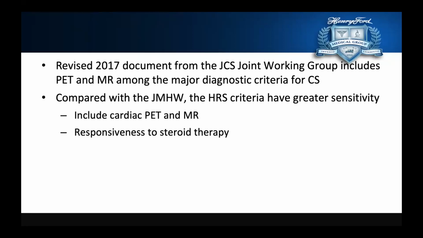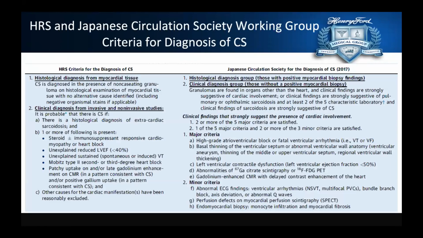Now, compared with the Japanese Ministry of Health and Welfare, the HRS criteria, so that's the Heart Rhythm Society, are known to have greater sensitivity. This includes PET and MR and responsiveness to steroid therapy. So here is the Japanese Circulation Society and the HRS, and these are currently the two most well-established diagnostic guidelines for cardiac sarcoid. Keep in mind, these are based on expert consensus and have yet to be validated by prospective data or clinical trials, but I want to briefly go over them.